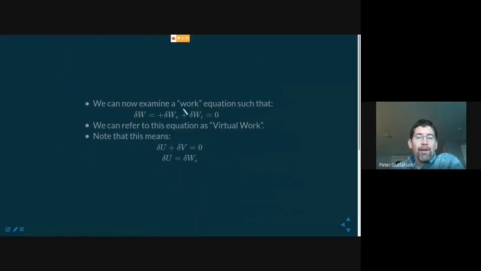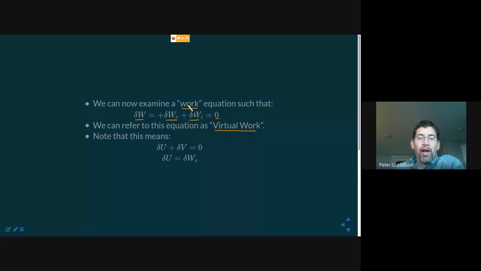And we can now examine what we're going to call a work equation, such that we have a total amount of work, which is the sum of the external work increments plus the internal work increments. And we know that these things balance each other out, so the sum of external and internal work increments need to be equal to 0. We call this equation virtual work. I've got to deal with the idea of virtual work as opposed to real work, and I'll come back to that in just a minute.